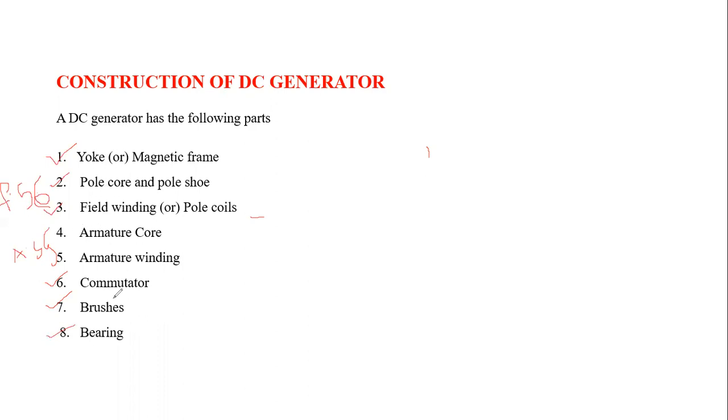Constructionally we are having the same parts. These two combined are called the field system, and these two combined are called the armature system. And this is the commutator, brushes and the bearings. These are the various parts in the case of a DC machine. Now, a brief introduction about these parts.